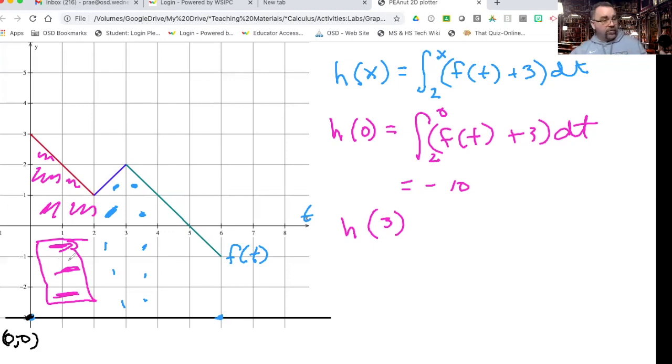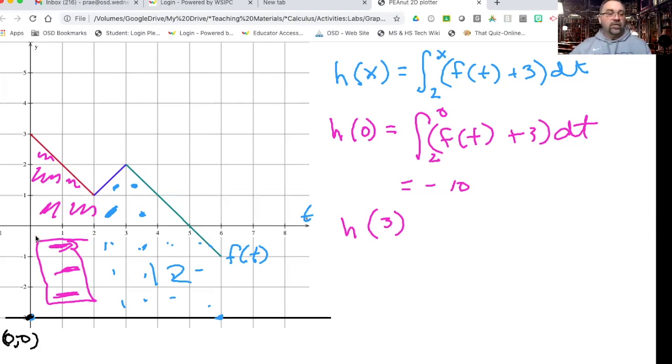Now we have to be a little careful because from 2 to 6, right, we have 1, 2, 3, 4, these 12 units that are going to be positive, right? And then from 2 backwards to 0, we have these 6 units, which are going to be negative.